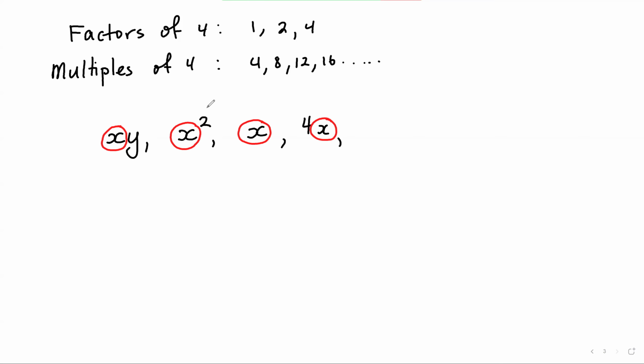X is a factor of x squared because remember, a factor is a number, or a term in this case, that could go into another term without leaving a remainder, or it is one that completely divides into that.